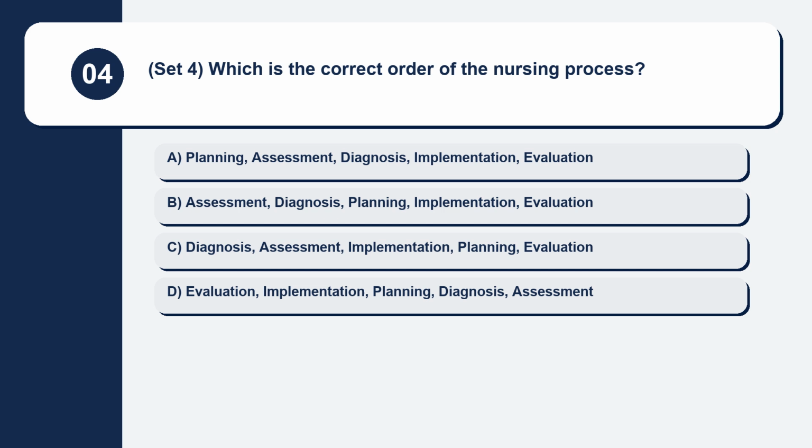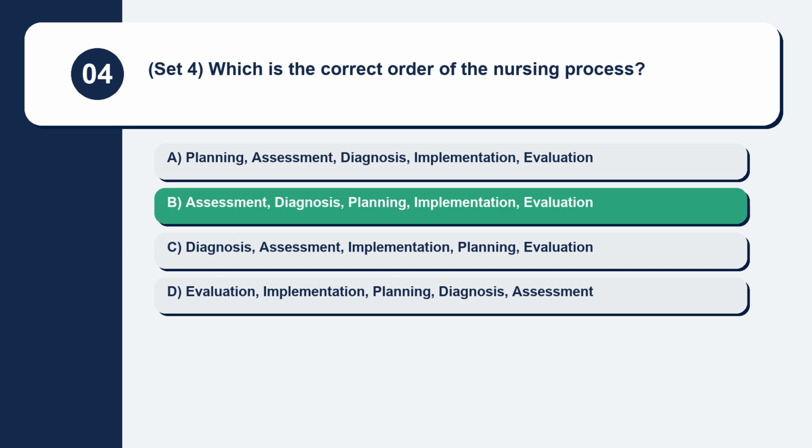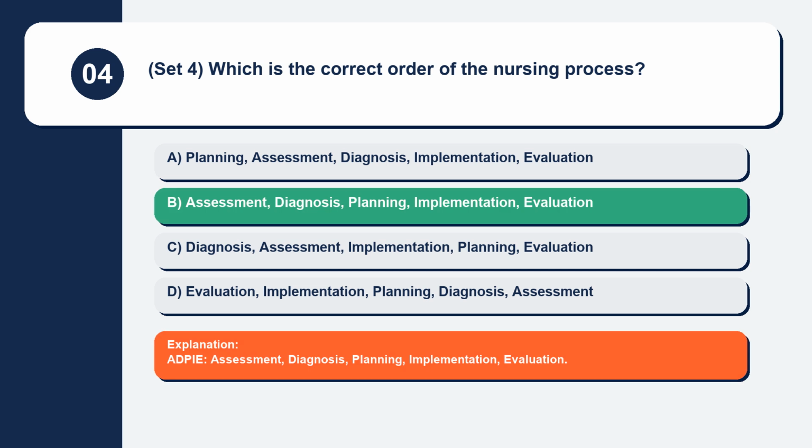Question 4. Set 4. Which is the correct order of the nursing process? Planning, assessment, diagnosis, implementation, evaluation. Assessment, diagnosis, planning, implementation, evaluation. Diagnosis, assessment, implementation, planning, evaluation. Evaluation, implementation, planning, diagnosis, assessment. ADPIE: assessment, diagnosis, planning, implementation, evaluation.